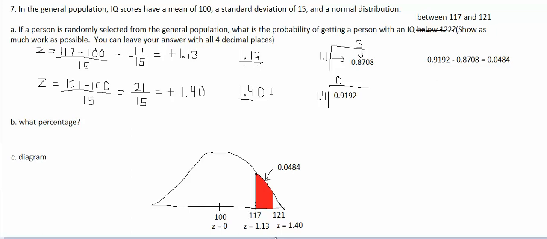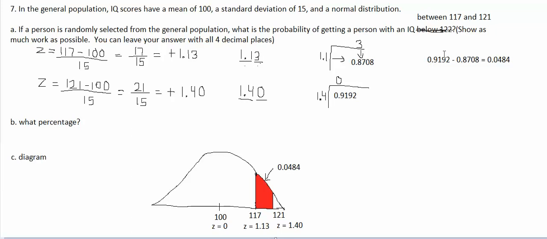So you don't subtract the two z-scores. You don't subtract 1.4 by 1.13. You look them both up, and then you take the two numbers from the table and you subtract those, like I did here. And let me quickly explain what's happening here. So 0.9192 is a probability below 1.4 to the left. 0.8708 is a probability below 1.13, because remember that the table always gives you the probability to the left.